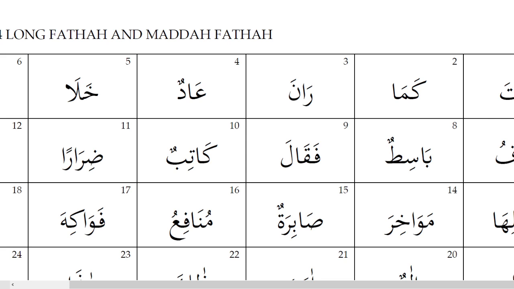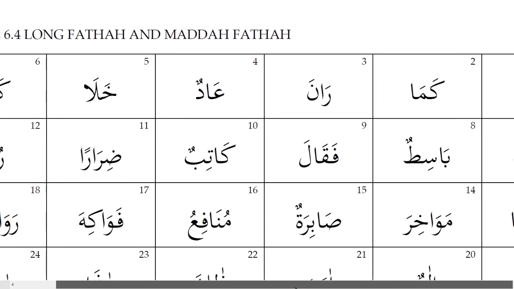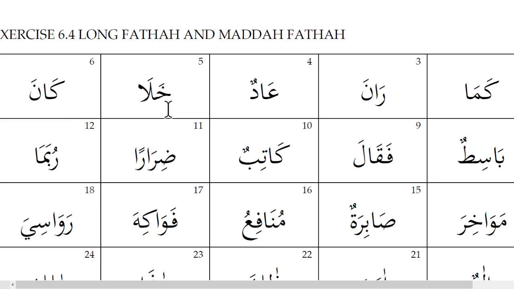The next one, number 3, we have Rona. Everyone? Okay, Rona. Number 4, Adun. Again, Adun. Number 5, we have Khola.